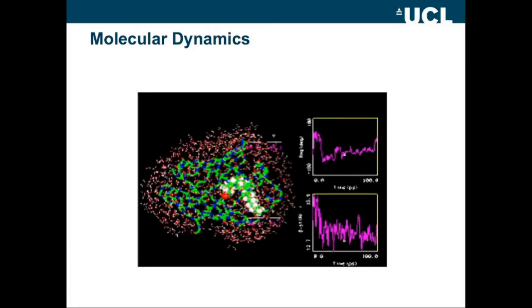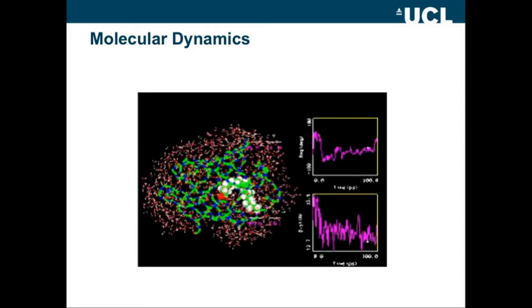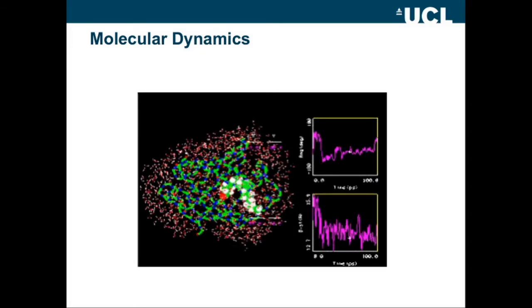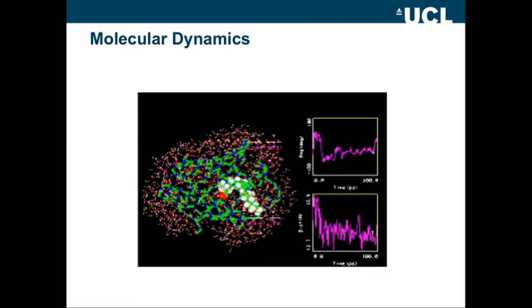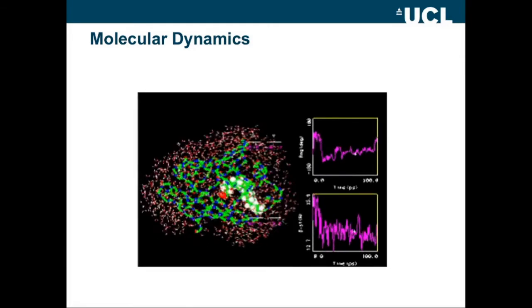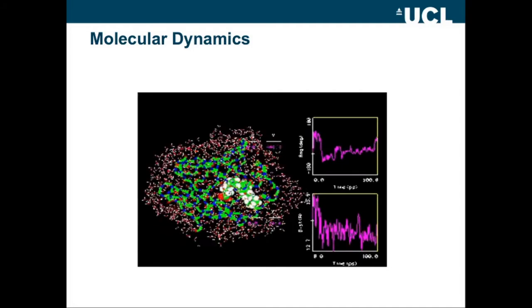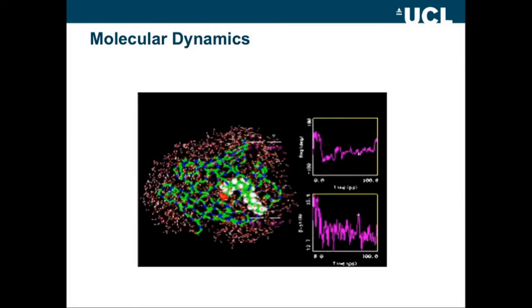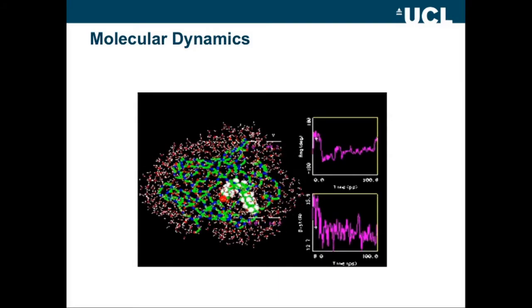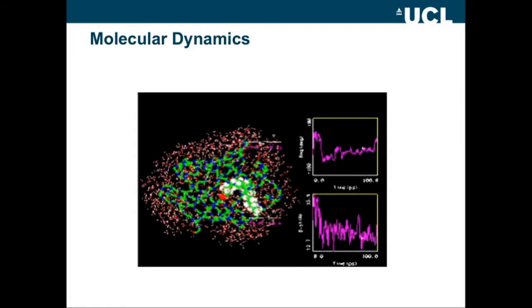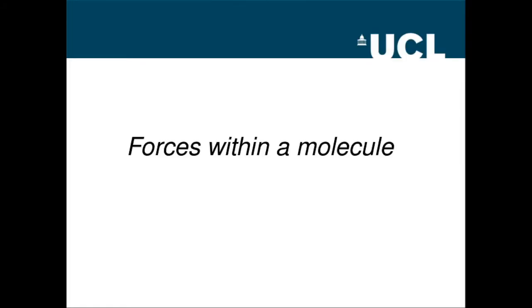Here's another example where we're looking at a molecular dynamics simulation of a small protein. And you can see it moving around. You can see there's a ligand which is shown in the sort of large white spheres that's in there as well. And this again gives you an impression of the amount of movement that proteins undergo. We will come back to molecular dynamics later.